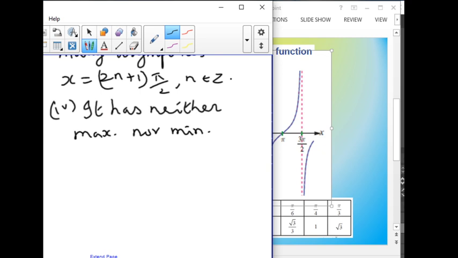For sine and cos, we have seen that minus 1 is less than or equal to sine x less than or equal to 1. Similarly, minus 1 is less than or equal to cos x less than or equal to 1. So, minimum value is minus 1 and maximum is 1. But tan x has neither maximum nor minimum. So, because it doesn't have a maximum and minimum, the amplitude for tan x cannot be defined.